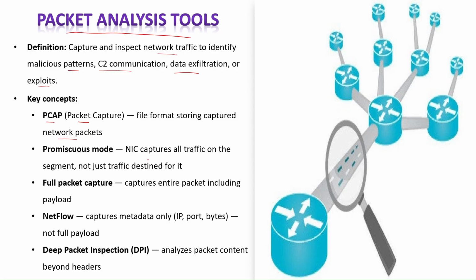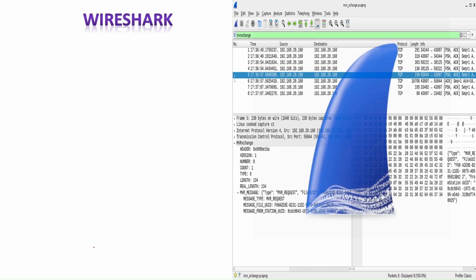Promiscuous mode is a mode of the network interface card. In this mode, the network interface card captures all the traffic on the segment, not just the traffic that is destined for it. So it listens to and captures all the traffic. Full packet capture is when it captures the entire packet including the payload. NetFlow captures the metadata only, that is IP addresses, port numbers and bytes, not the full payload. And deep packet inspection, DPI, analyzes packet content beyond headers.